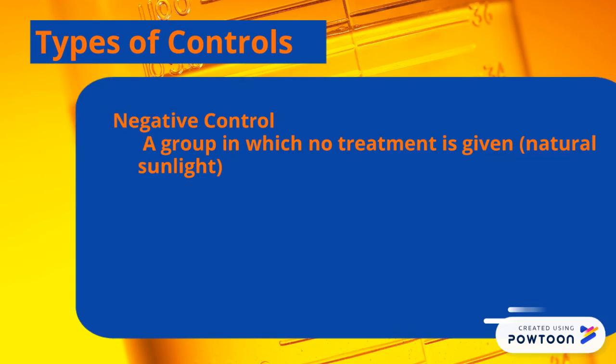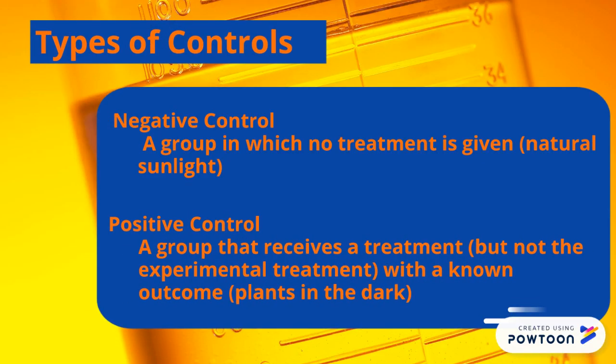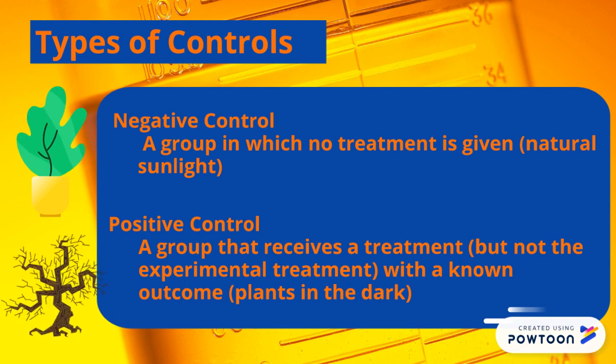When planning your controls, it is necessary to have a negative control group and a positive control group. The negative group is one in which no treatment is given. A positive control group is one that receives a treatment with a known outcome, but not the experimental.